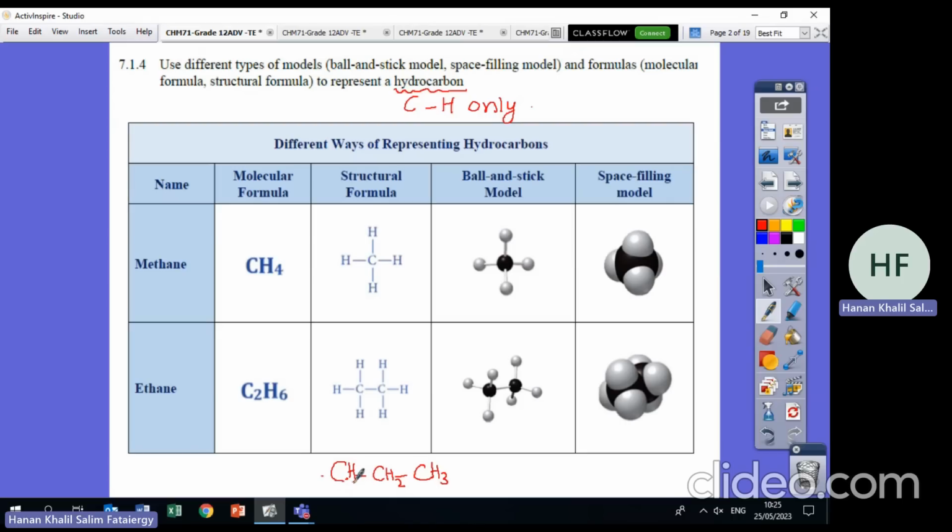Structural means the drawing. Now, if I want to do the molecular formula, I need to count the C's and the H's. How many C's do I have? I have 3 C's and the H's are 8.